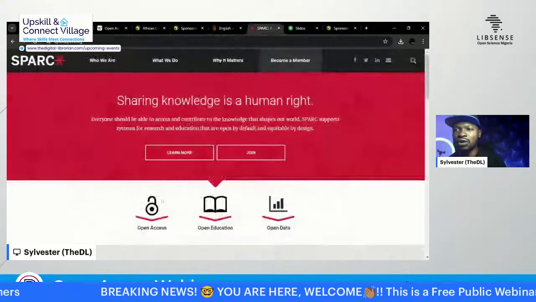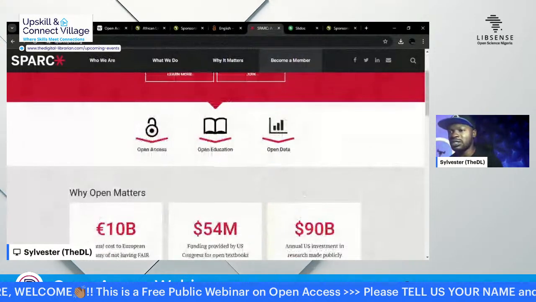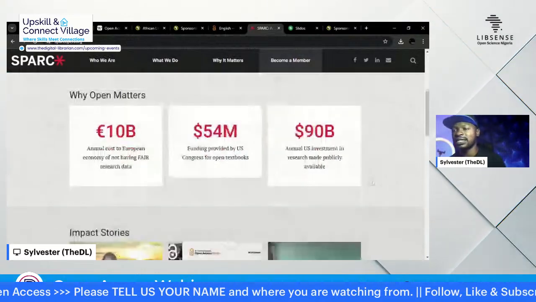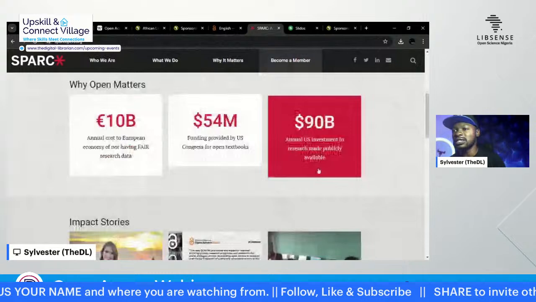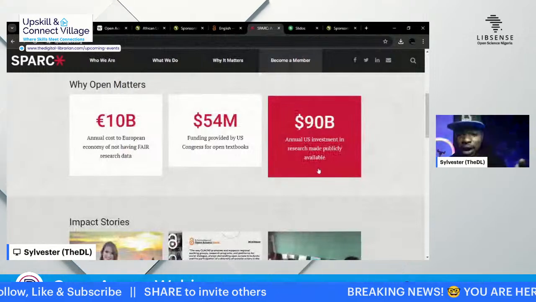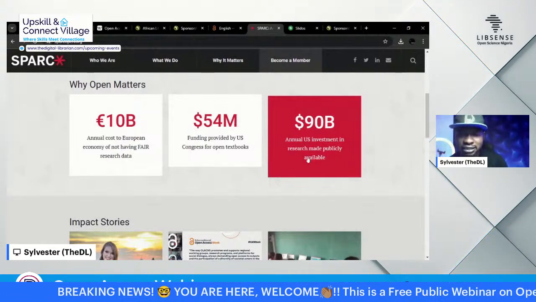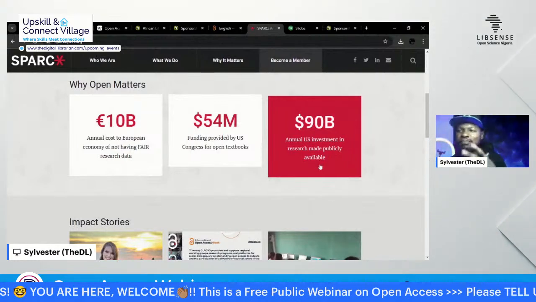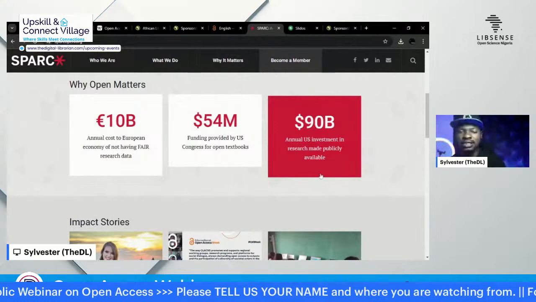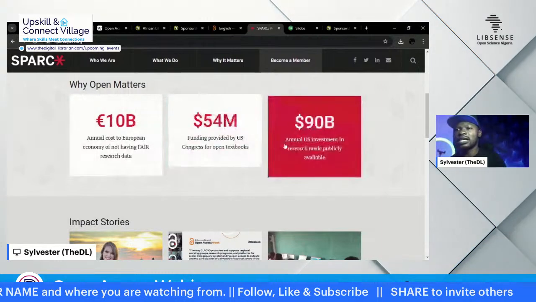And lastly, there was something shocking that I came across on the Spark website, talking about why open access really matters. It was shocking for me when I clicked on these links and realized that about $90 billion is the annual investment the US government makes in research that is being made available to us publicly. So for some people who say open access is not entirely free, people sponsor these things. I saw these shocking figures that really expanded my knowledge.